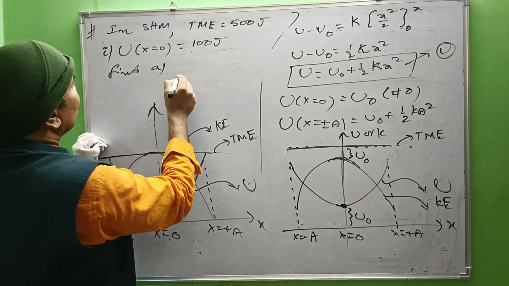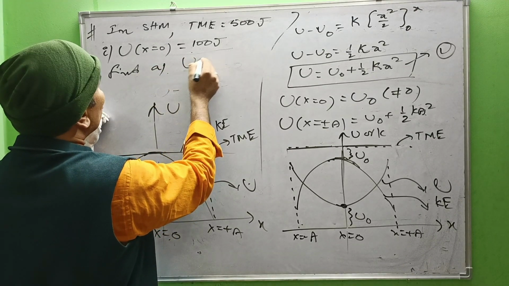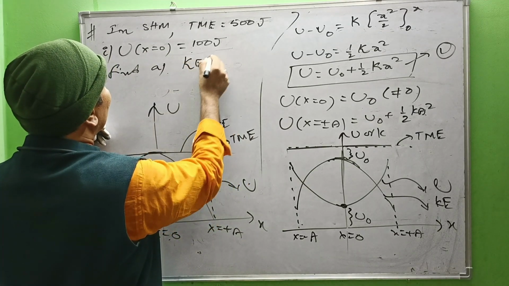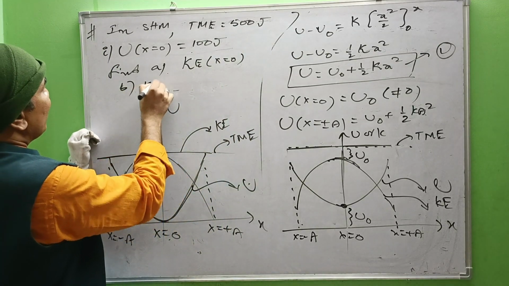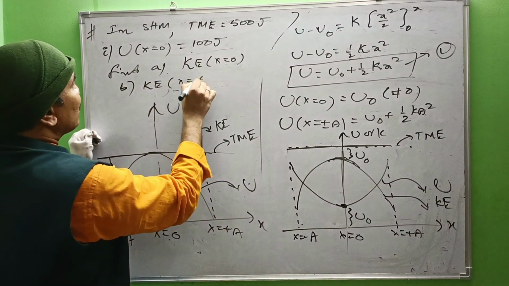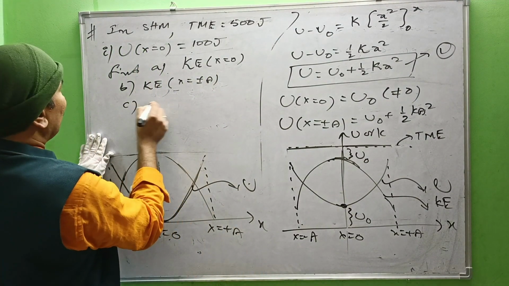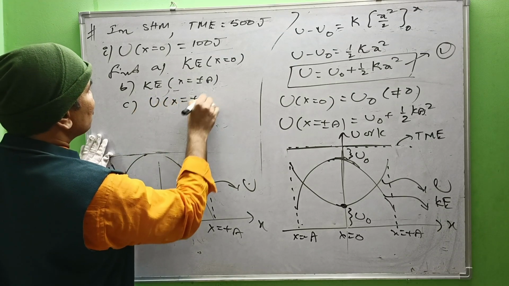Find A, U at x equal to 0 otherwise K, kinetic energy at x equal to 0; B, kinetic energy at x equal to plus or minus a; and C, potential energy at x equal to plus or minus a.